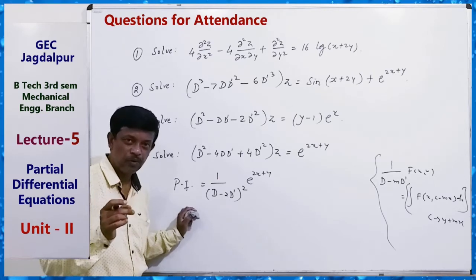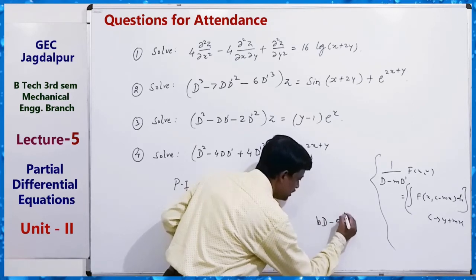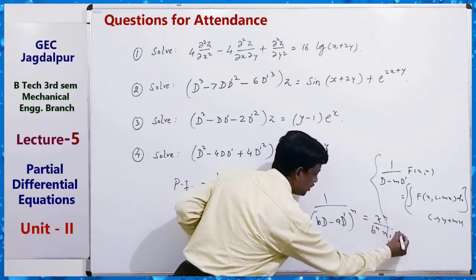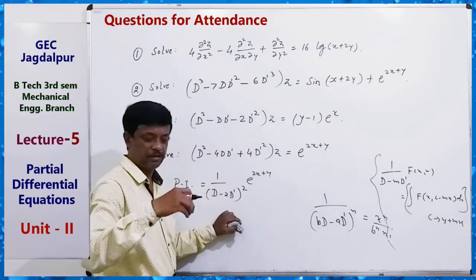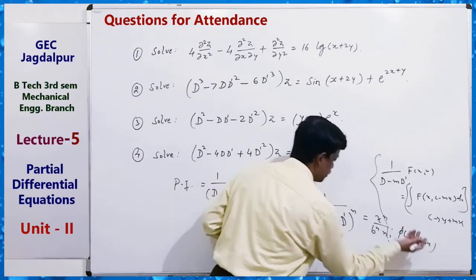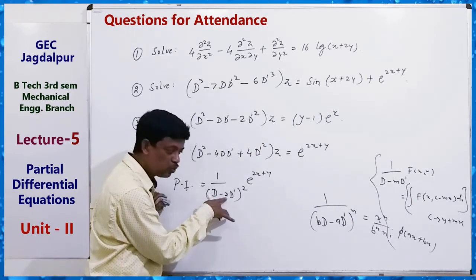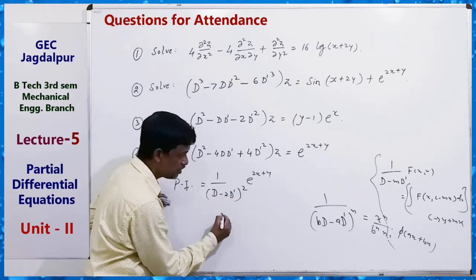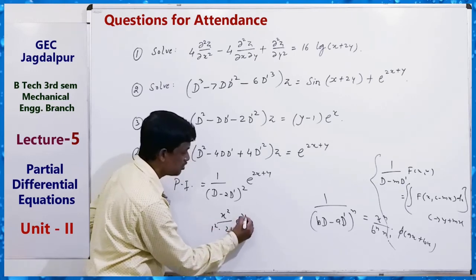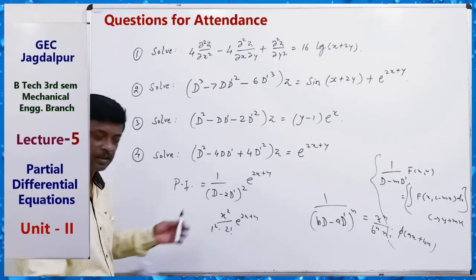In case of 0, we know the formula: 1 upon (bD minus aD dash) power n of a function of (ax plus by) equals x power n upon n factorial times b power n, with the function as it is. So this formula can be applied here, where b equals 1, a equals 2, and n equals 2. So that is x square upon 2 factorial times 1 power 2, times e to the power 2x plus y. You can get the value of PI. So CF plus PI is the required solution.